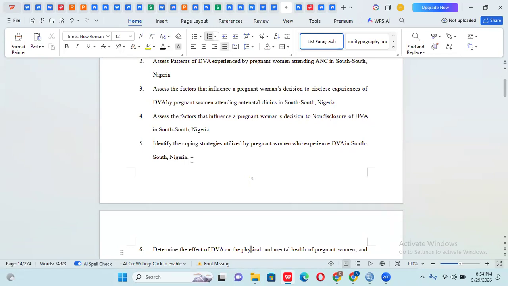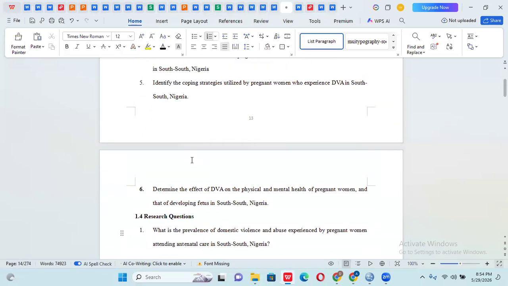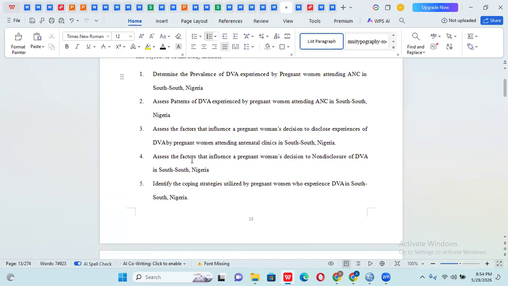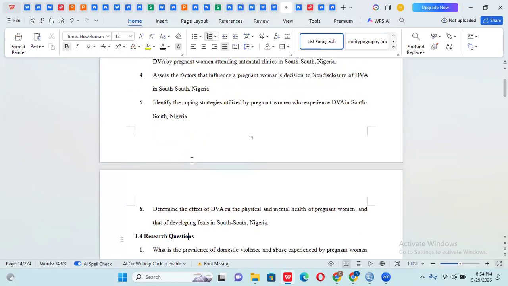Objective 5. Identify the coping strategies utilized by pregnant women. Coping strategies. Objective 6. Determine the effect of DVA on physical and mental health. Now, if you look at all these objectives, you are not going to see qualitative objective here. Am I right? You are not going to see qualitative objective here. But that is how the supervisor wants it, like this in the objective. But when we are designing the questionnaire, the supervisor told us that objective 5 and 6, we want us to use qualitative analysis.